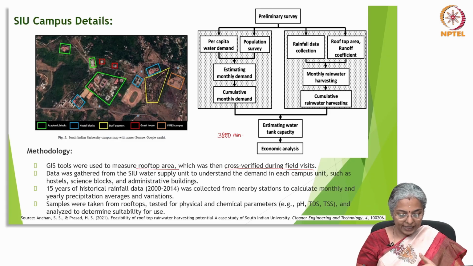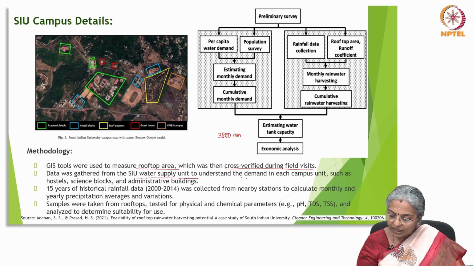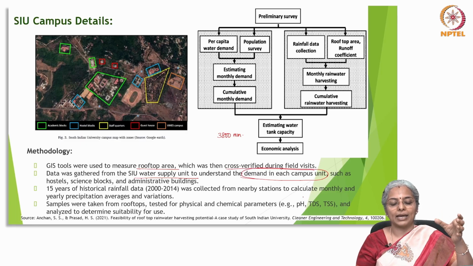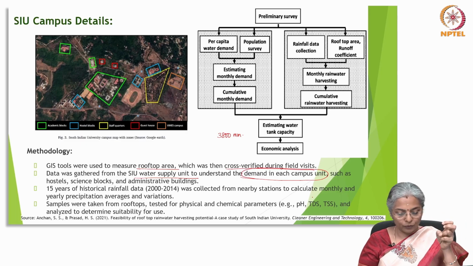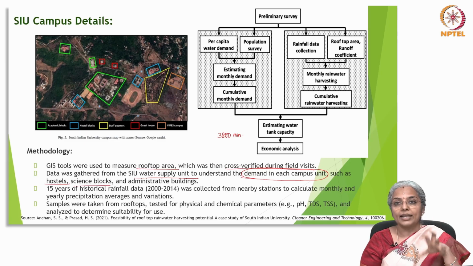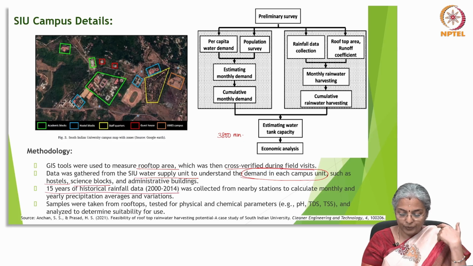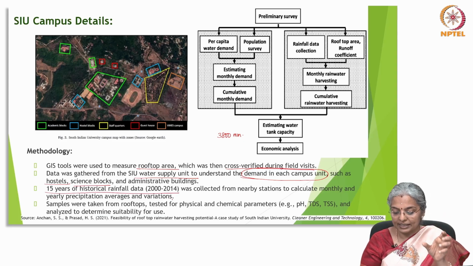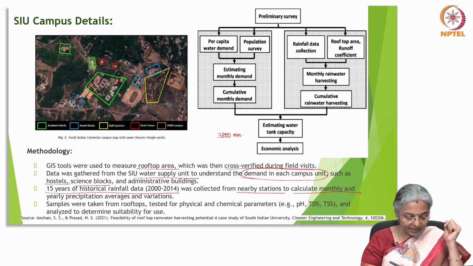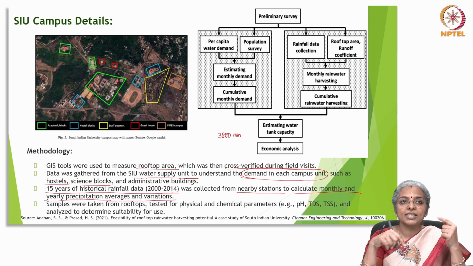Data is collected from the water supply unit to understand what is the demand of water in each of the campus units, academic unit or administrative unit or hostel block, science block and so on. Then the historical rainfall data from 2000 to 2014, comprising 15 years, is collected from nearby IMD stations to calculate monthly and yearly rainfall averages and also variations in rainfall.